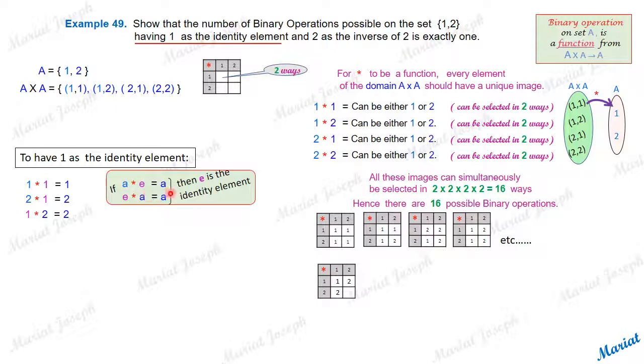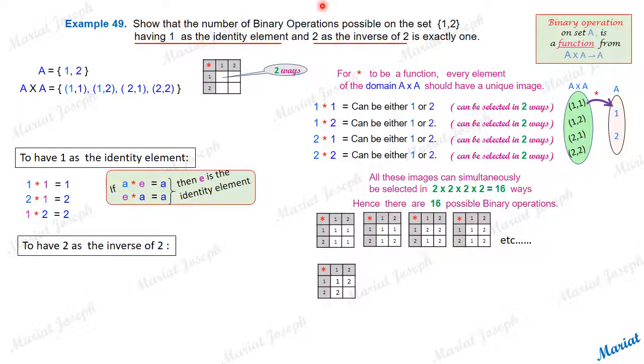A star E should be A itself. For E to be 1, 2 star 1 should be 2 itself. Also the reverse. E star A should be A. And if you want the identity element to be 1, so 1 star 2 should also be 2. So then this 1 will be the identity element. So we have maintained the first condition. These elements 1, 2 and 2 should have been filled in these places.